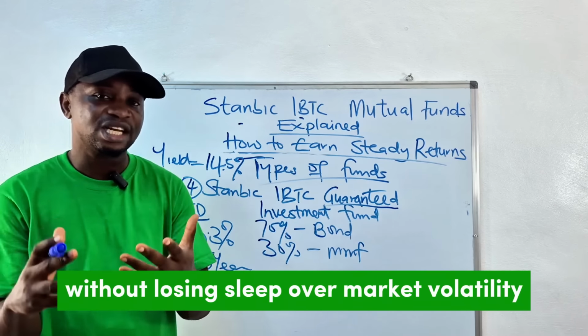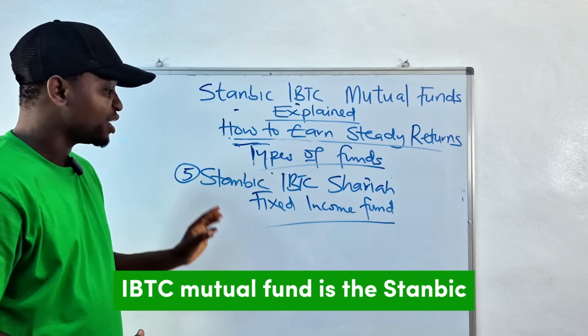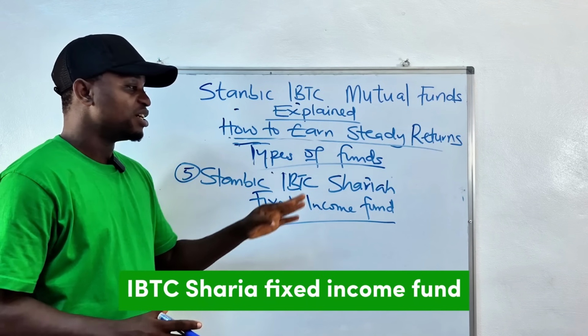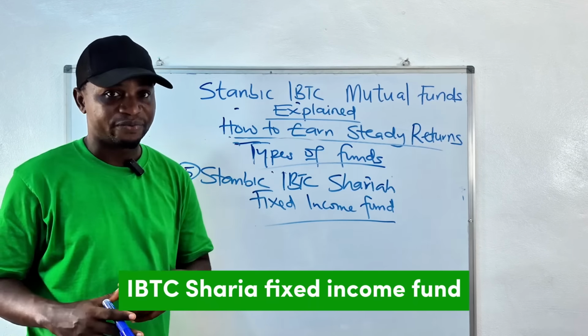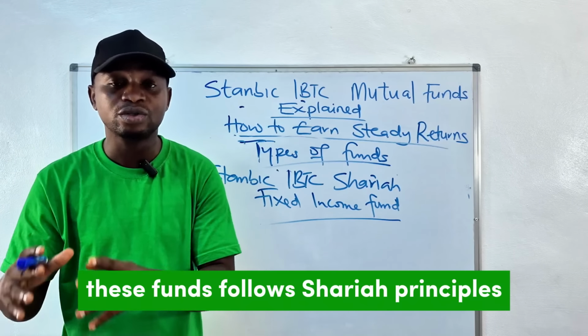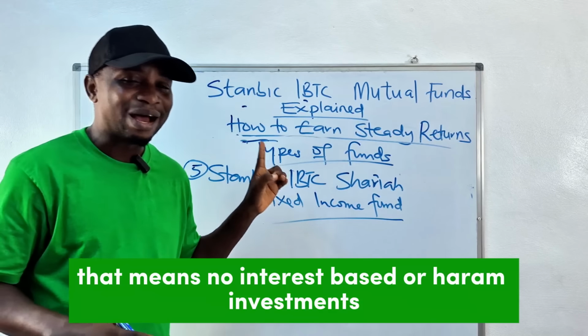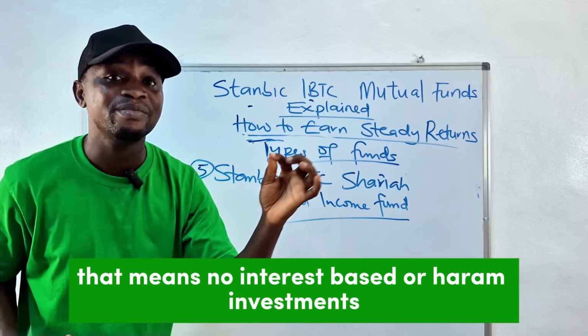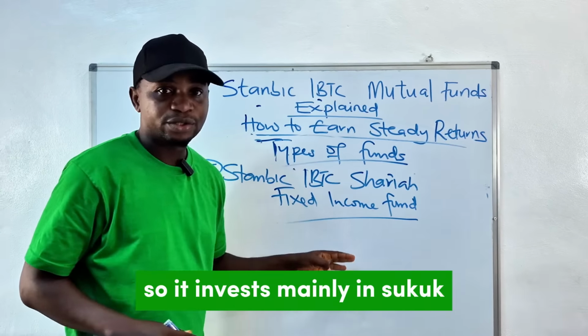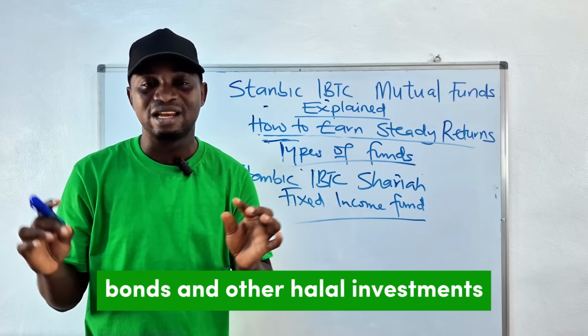Another type of mutual fund from the Stanbic IBTC Mutual Fund is the Stanbic IBTC Sharia Fixed Income Fund. This one is for Muslims or anyone who prefers ethical investing. This fund follows Sharia principles. That means no interest-based or haram investments. So it invests mainly in sukuk bonds and other halal investments.